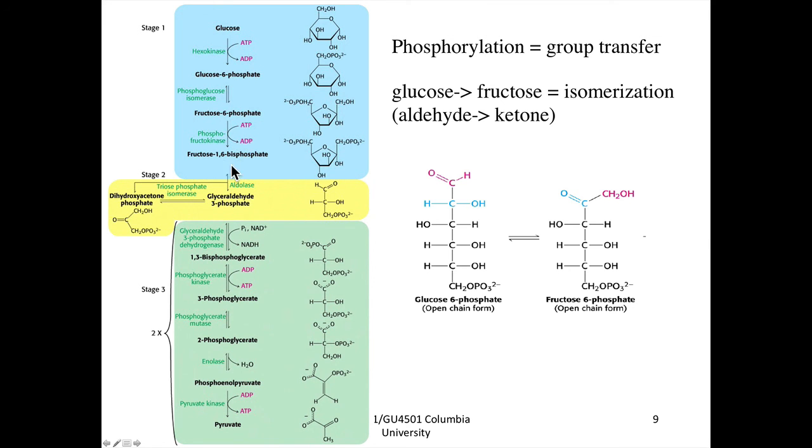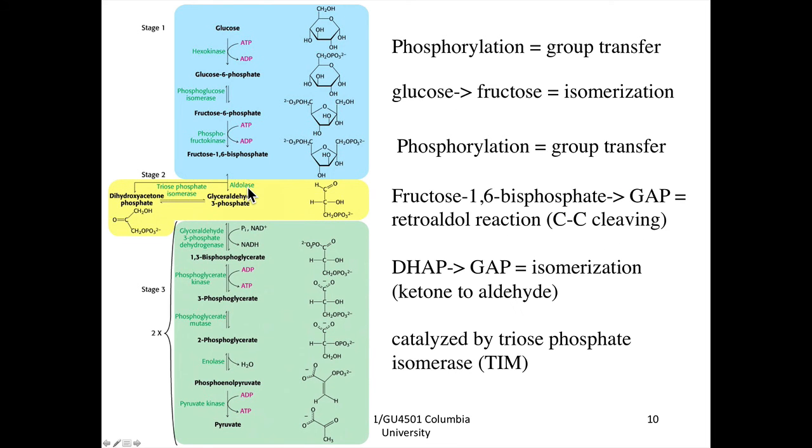saw. Now, the next reaction, going from fructose 1,6-bisphosphate down to glyceraldehyde 3-phosphate, that's catalyzed by aldolase. So again, the name gives it away. That's a so-called retroaldol reaction. It's the opposite direction of a normal aldol reaction, you may remember from organic chemistry. In this case, we're taking a 6-carbon molecule and breaking it down into 2 3-carbon molecules.